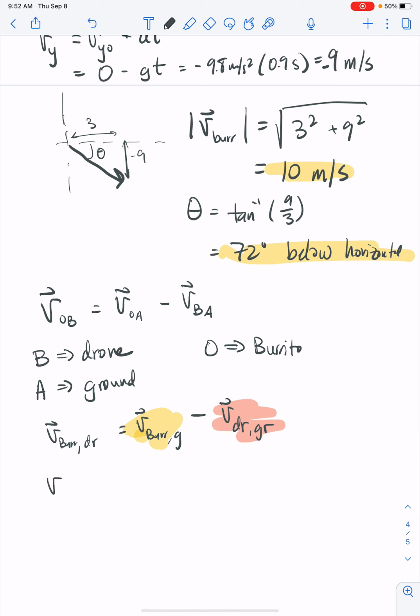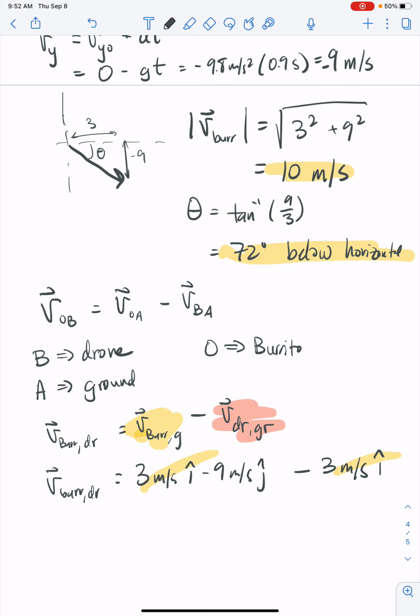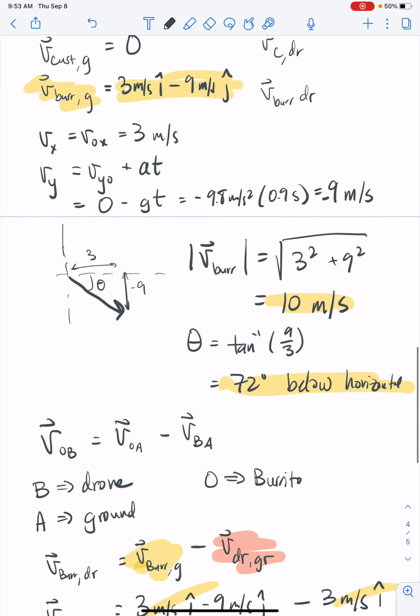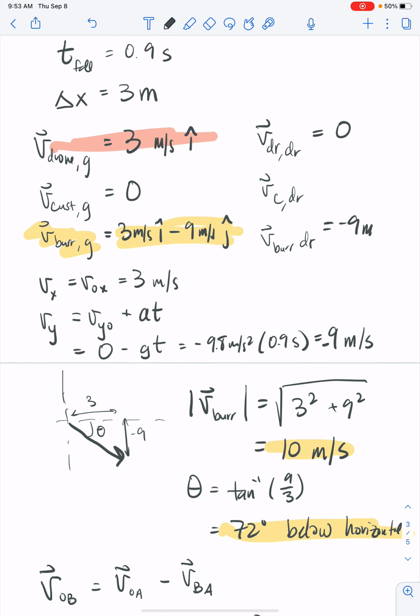So these are all vector equations. The velocity of the burrito in the drone frame is 3 meters per second i hat minus 9 meters per second j hat, and then minus 3 meters per second i hat. So these cancel out, and we have a final velocity of the burrito in the drone frame of negative 9 meters per second j hat. And this is what we expect, right? Because the burrito, relative to the drone, looks like it's just falling straight down. Okay, so let's fill that one in up here: negative 9 meters per second j hat.